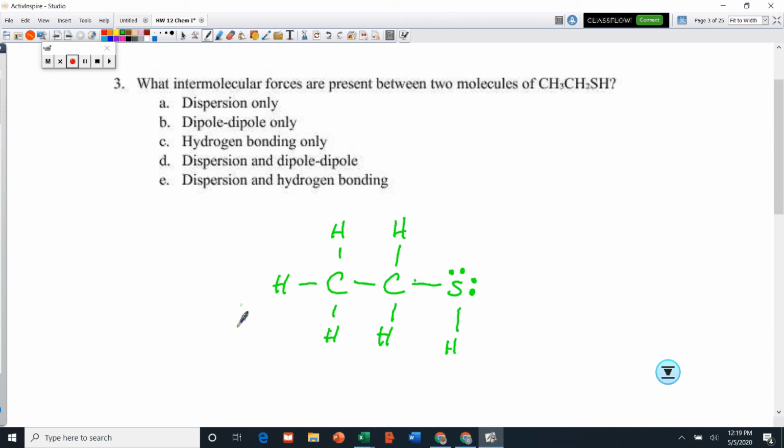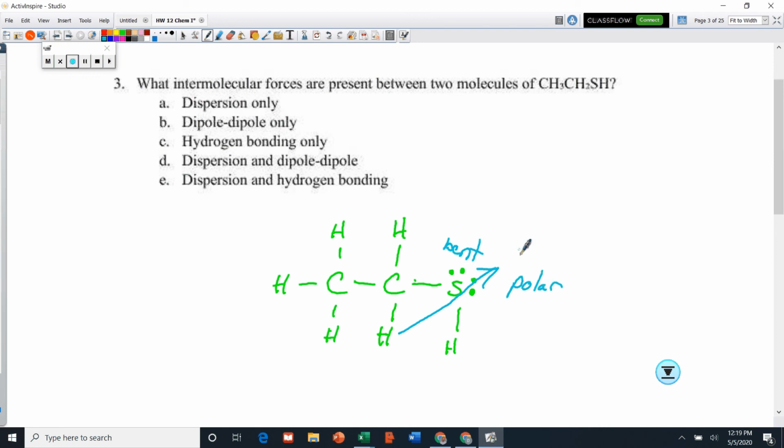Now notice that this part, everything's kind of the same around it. So this side of the molecule would be nonpolar, whereas this side of the molecule has a little bent structure. Right here would be a bent structure, and that makes it polar.